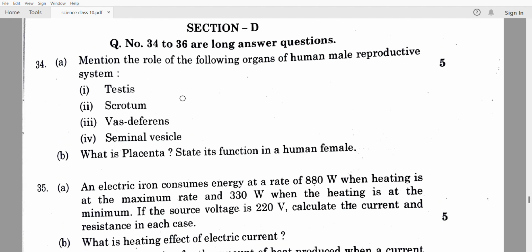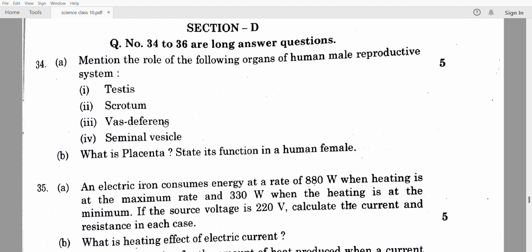34 to 36. 34. Mention the role of the following organs of the human male reproductive system. So most of the times they used to ask about the female reproductive system, this time male reproductive system. Role of the following organs. Testes produce hormones such as testosterone, which are responsible for secondary sexual characters in boys. Scrotum is a sac-like structure which has the testis in it and which regulates the temperature, which prevents the sperm from getting damaged by the body temperature.